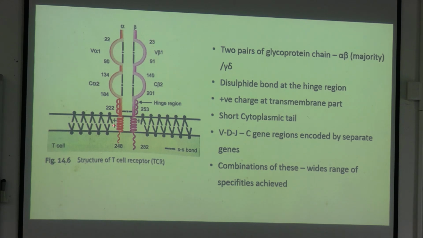Okay, and the transmembrane part, this part is mostly positively charged, and if you see upwards there are two pairs of glycoprotein chain. One is the beta chain, one is the alpha chain. So on one side there is an alpha chain, on the other side a beta chain. The transmembrane part is positively charged, they have a short cytoplasmic tail, and the alpha and beta chains are connected by the disulfide bond. So this is the ultrastructure of the T cell receptor.